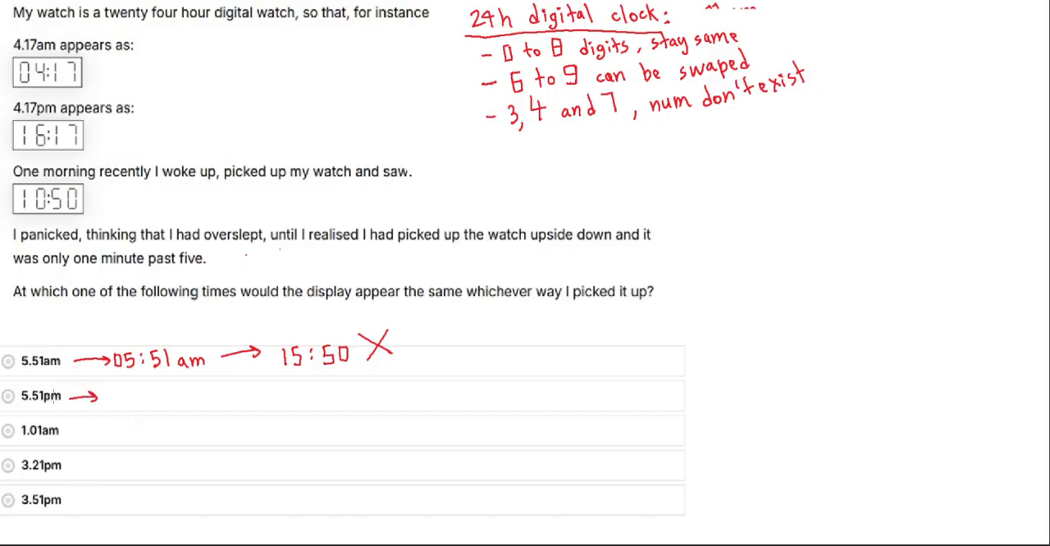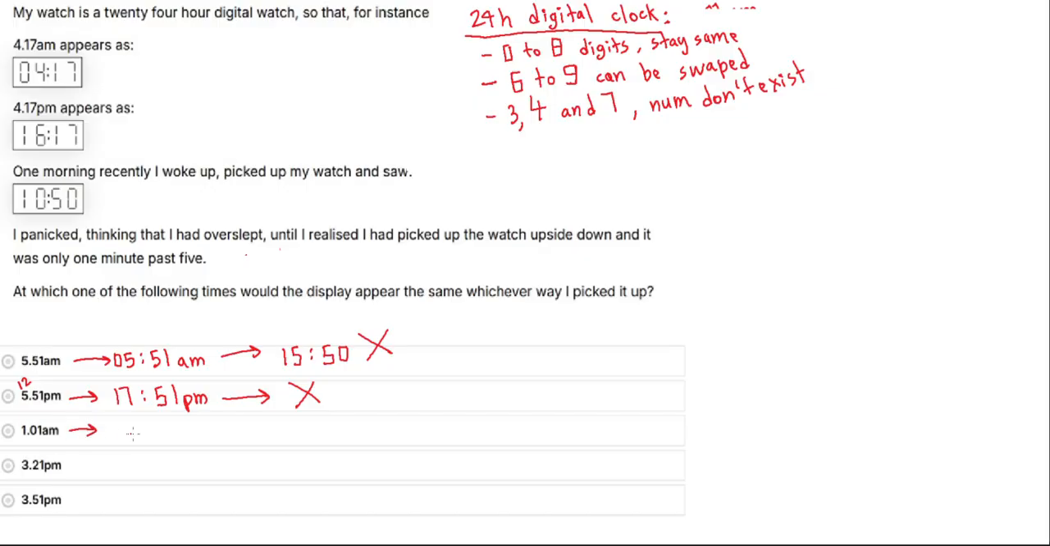Then let's move to PM. As we said, for PM we can add 12. So we add number 5 with 12 and we get 17:51 PM. Now if we try to flip this, we get nothing, because as we said, numbers 3, 4, and 7 cannot be flipped. We have this number 7 in this time, so it cannot be flipped because the number won't exist. So we'll also ignore this.